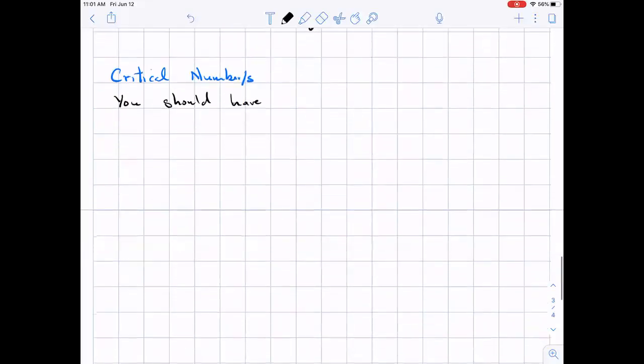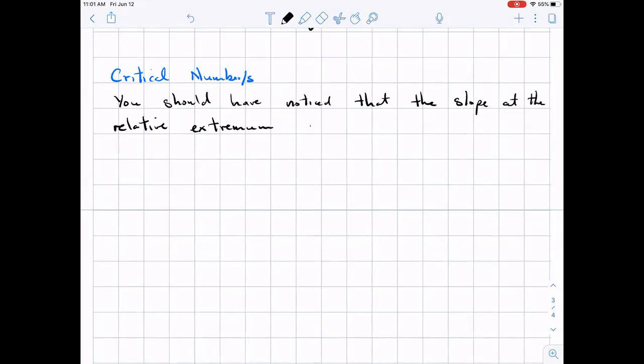So let's look at critical numbers now. You should have noticed that the slope at these relative points, relative extremas, meaning maximum or minimum, you should have noticed that the slope at the relative extrema is 0 or undefined or does not exist.